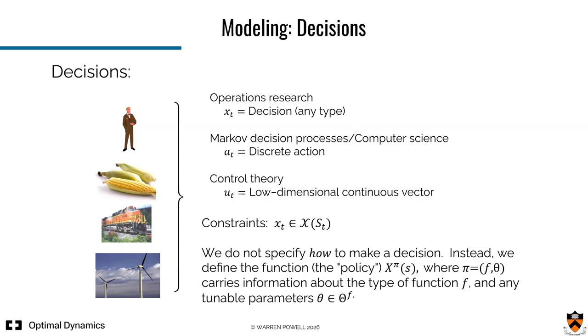Now, you're going to have a set of constraints that depend on the state. At this point, when I introduce decisions, I do not say how I'm going to make a decision, but I will introduce the function called the policy. My notation is if your decision variable is little x, the policy is capital X. I use a superscript pi, where pi is not just some arbitrary symbol. It actually contains information. It contains the type of function, little f, and any tunable parameters, theta. I put f and theta in the policy because you have to specify f and you have to specify theta that depends on f, so that when we search over policies, it's clear that we're searching over f and we're searching over theta.